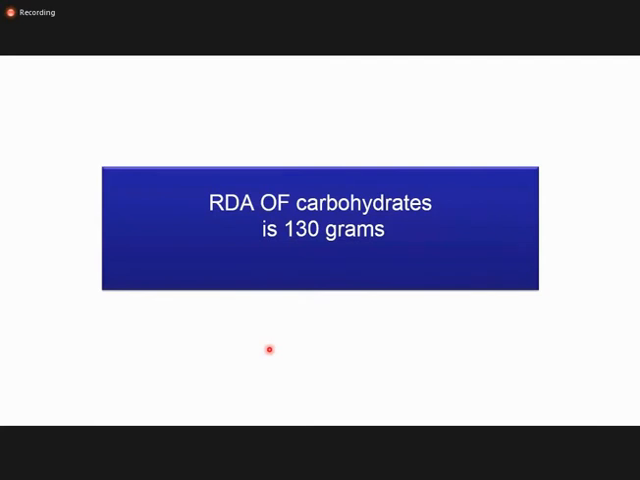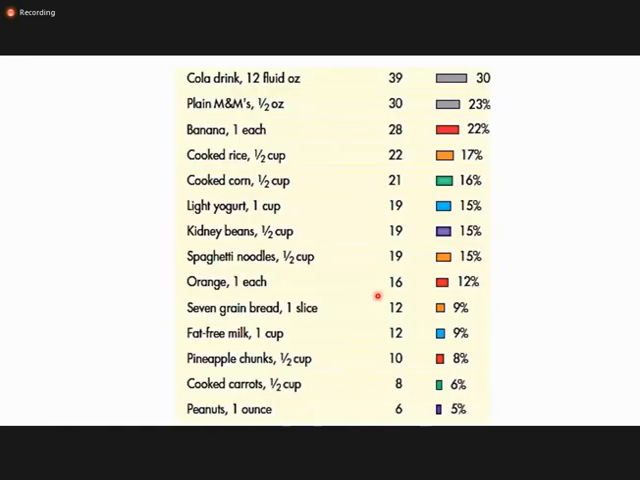Now, the RDA of carbohydrates is approximately 130 grams. That is the recommended dietary allowance of carbohydrate, 130 grams in a normal adult individual who weighs around 70 kilograms, and it can be contributed from various food items.